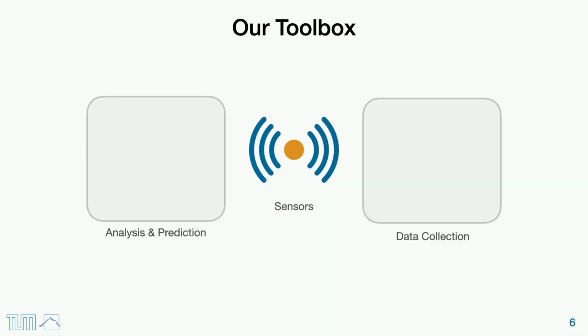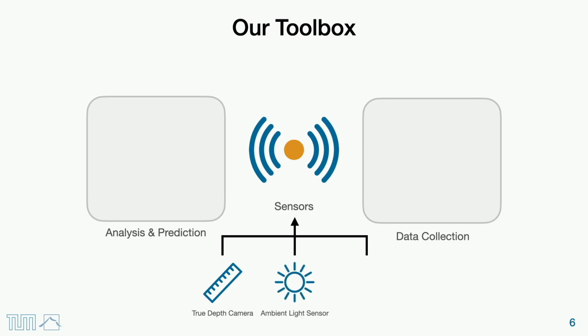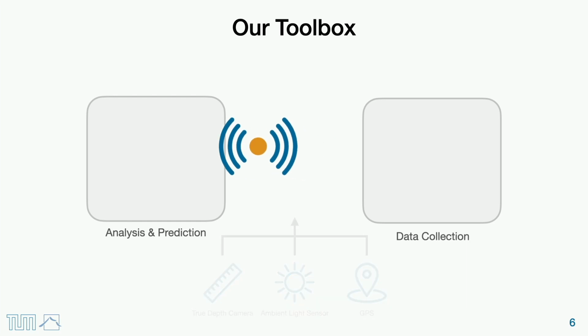First, I want to explain some of the tools that we use to tackle the problem. First, we're going to start off with the sensors. So among the sensors that we're going to use is the true depth camera. The true depth camera helps us to detect how far a user is holding their phone away, so if it's too close or too far. Then we have the ambient light sensor that is very useful to detect the user's vision in different lighting conditions, and also GPS data to give the data more context and depth.